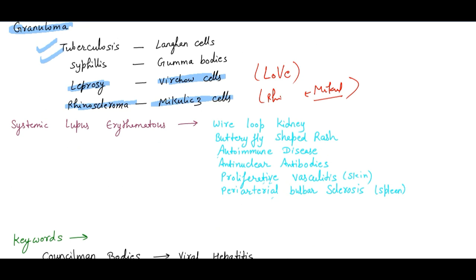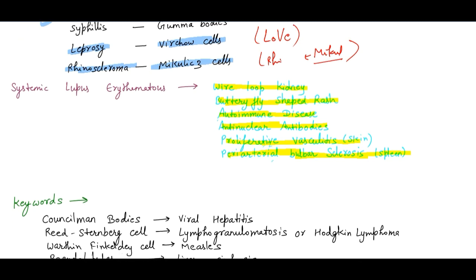The next is systemic lupus erythematosus. What can you get? Something like wire loop kidney, butterfly-shaped rash, autoimmune disease, anti-nuclear antibodies, proliferative vasculitis, periarteritis, bulbar sclerosis. Done. Okay, remember all these things and you will deal with every question. Remember one more thing about systemic lupus erythematosus: which hypersensitivity type? Type 1? Yes, type 1 hypersensitivity. No, this is not type 1; it is an example of type 3 hypersensitivity, immune complex.